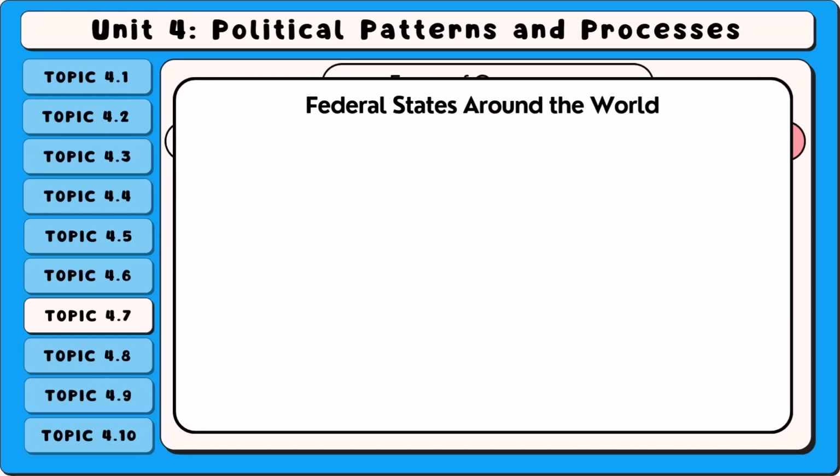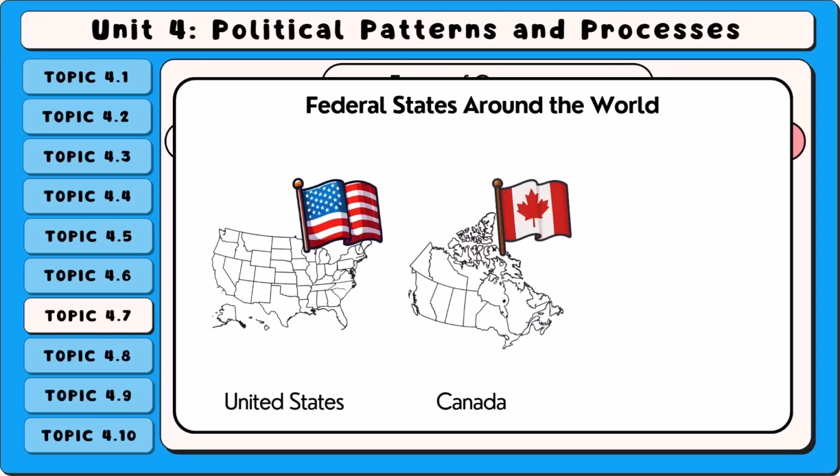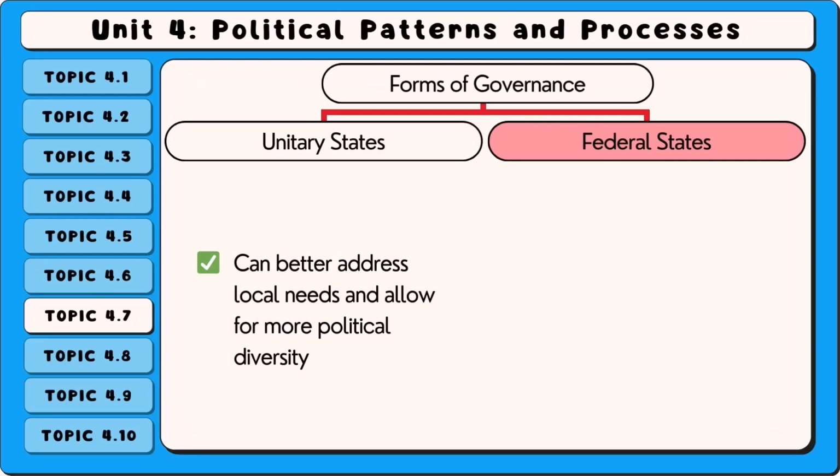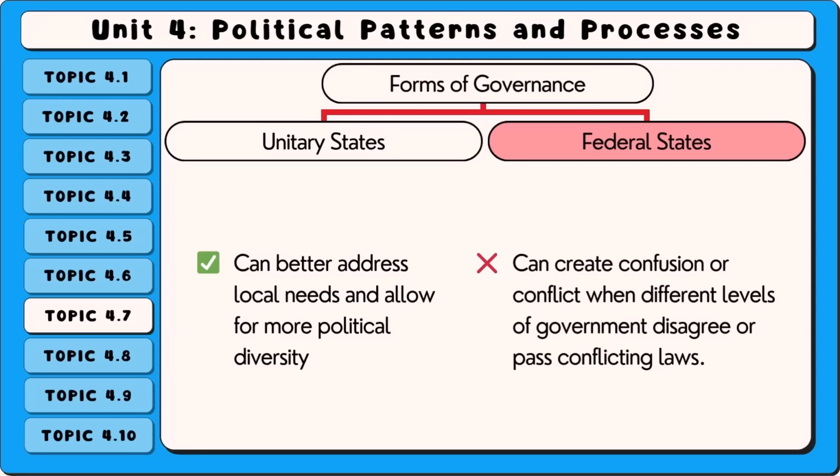Examples of federal states include the United States, Canada, and Australia. In these countries, individual states or provinces have their own laws, leaders, and policies alongside national laws. Federal systems can better address local needs and allow for more political diversity. However, they can also create confusion or conflict when different levels of government disagree or pass conflicting laws.